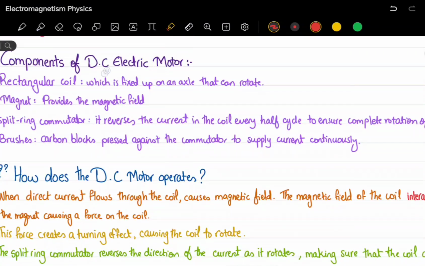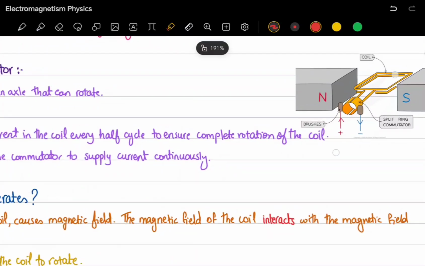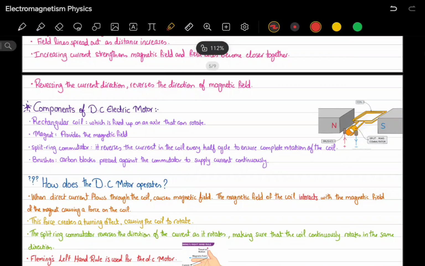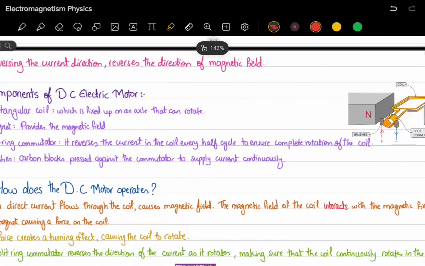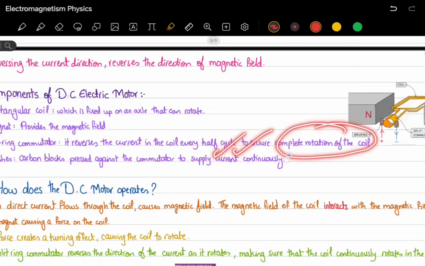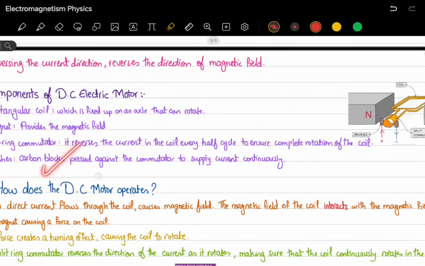Components of a DC electric motor. So this is the DC electric motor. When we discuss the components, it has a rectangular coil, as you can see, which is fixed on an axle that can rotate. Then we have a magnet, which provides the magnetic field. We have the split ring commutator, which reverses the current every half cycle to ensure a complete rotation of the coil. And we have the brushes. These are carbon blocks which are pressed against the commutator to supply current continuously.